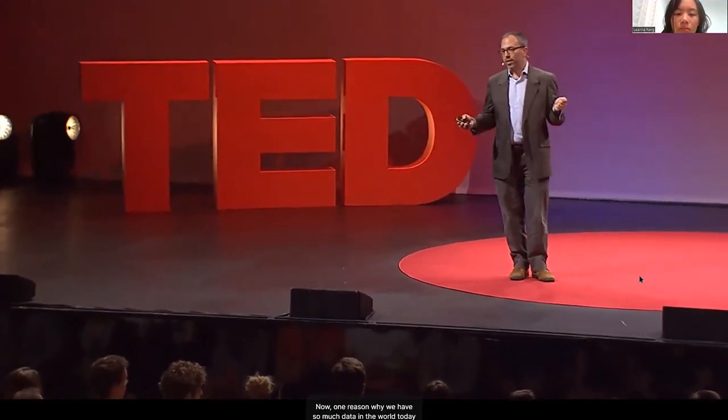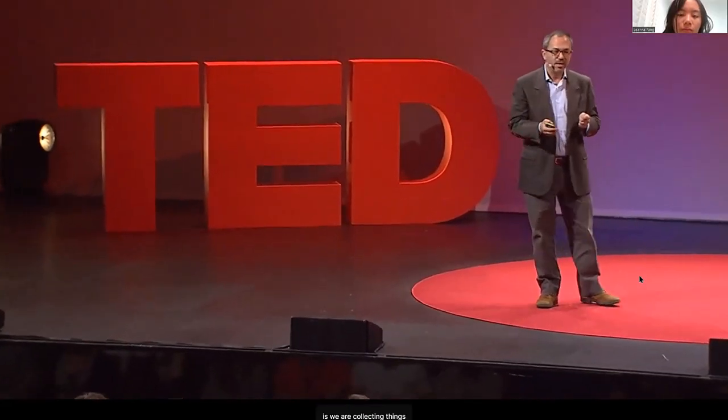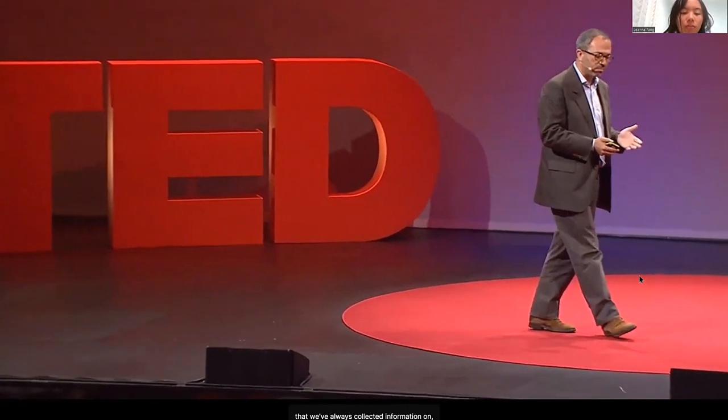Now, one reason why we have so much data in the world today is we are collecting things that we've always collected information on. But another reason why is we're taking things that have always been informational, but have never been rendered into a data format, and we are putting it into data. Think, for example, of the question of location. Take, for example, Martin Luther. If we wanted to know in the 1500s where Martin Luther was, we would have to follow him at all times, maybe with a feathery quill and an inkwell, and record it.